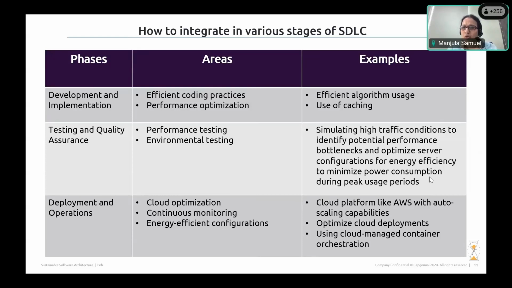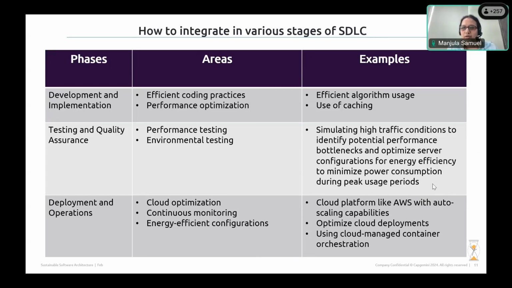Coming to deployment and operations, optimize the cloud deployments to minimize energy consumption, reduce server idle time, and improve resource utilization. Implement monitoring tools to track energy usage and resource consumption in real time, and identify opportunities for optimization. Configure the software and hardware settings to maximize energy efficiency.